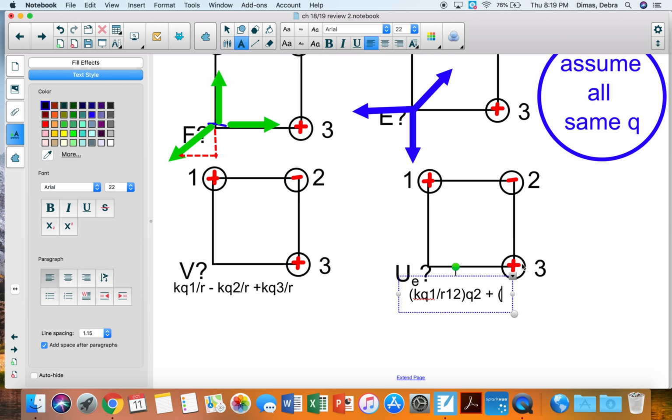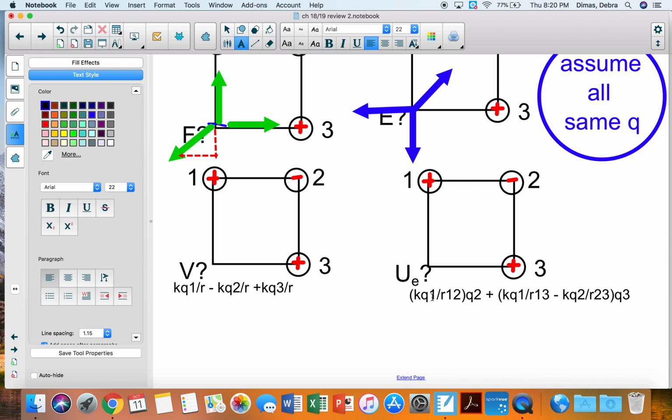And so now I'm going to do it for number 3, but now I've got both of these, so it's going to be KQ1 over R13, right? And then minus KQ2 over R23, because there's 2 of them, right? And that's that distance, and that's this distance, right? And then I'm going to multiply it times Q3. And I'm done. That's it.